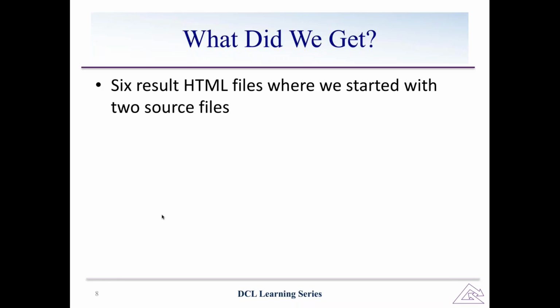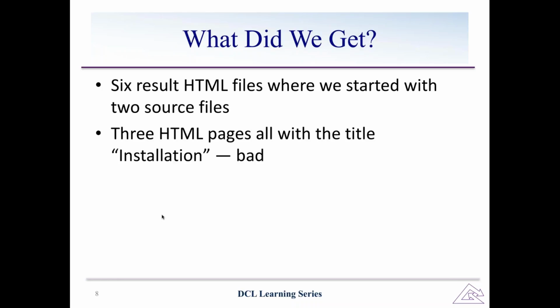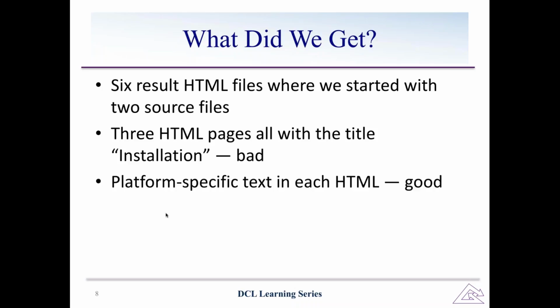And there are things like chunking and so forth that could change that. But in the simple case, you have 10 topics in, you get 10 HTML result files out, and a table of contents that reflects your map structure. Now we got 2 topics in, we got 6 HTML files out, right? We got 3 HTML pages that all had the title installation, and I will submit that that is bad.